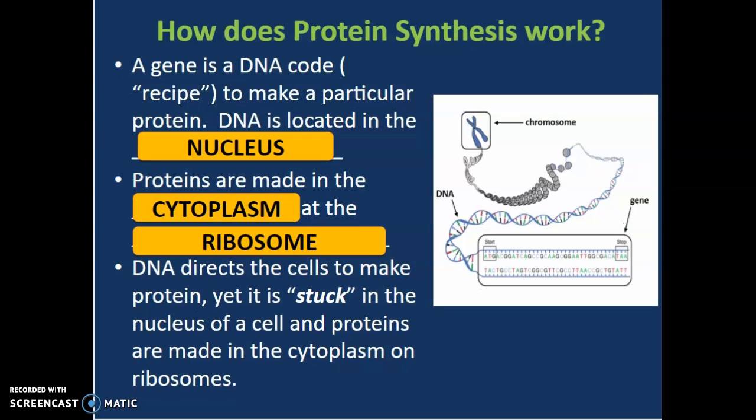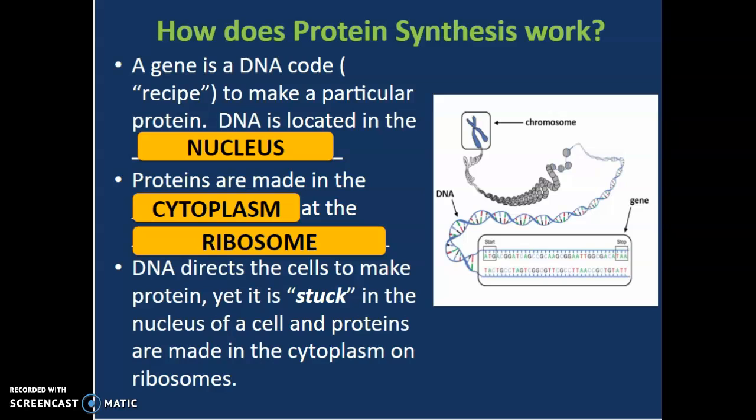So how does protein synthesis work? Well, the DNA code, which is the recipe to make the protein, is needed in order to make these proteins, right? So the DNA is located inside of the nucleus. Remember, proteins are made in the cytoplasm. So we have DNA in the nucleus, protein is made in the cytoplasm at the ribosome. So DNA directs the cell to make protein, but it's stuck in the nucleus. It can't leave the nucleus.